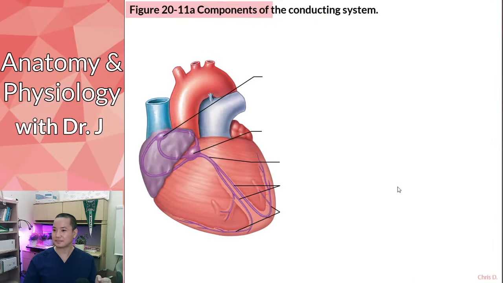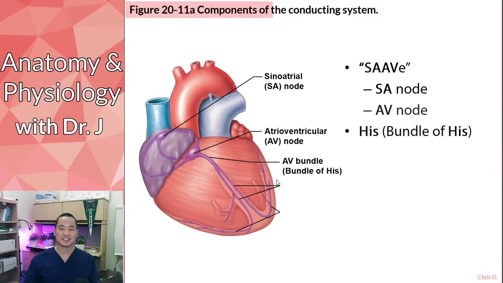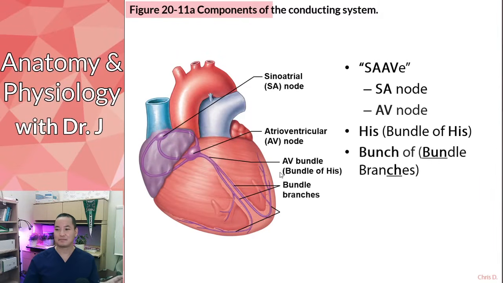So this is a mnemonic I like. I actually learned it from a student. The mnemonic is save, and then you hold out the save. Why? Because it's going from the SA to the AV. Save His. So again, this is why it's referring to the bundle of His. And then bunch. So bunch of refers to bundle branches.